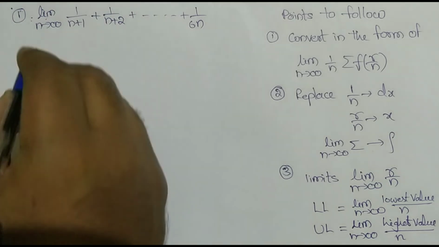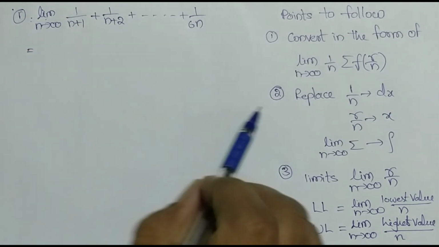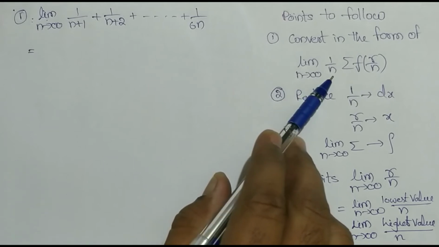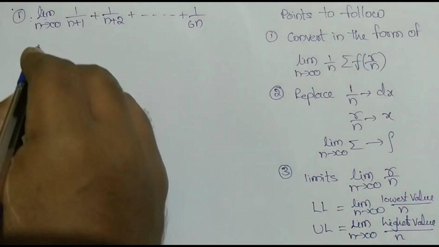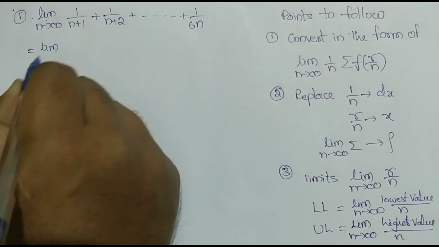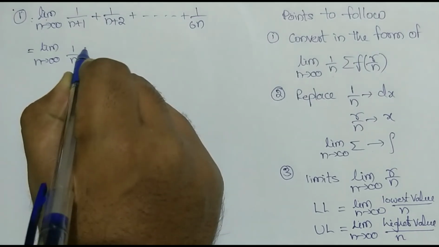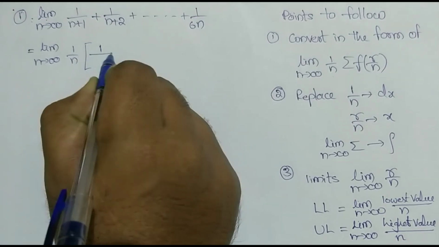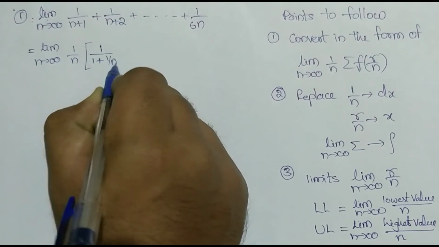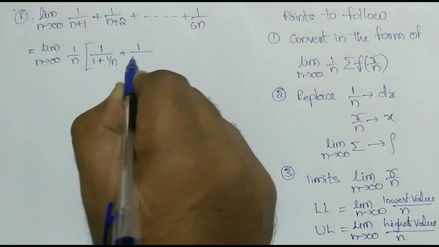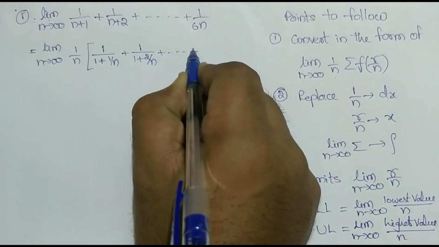Now here in this problem, what is the first point? Limit n tends to infinity, 1 by n. Here 1 by n is there. Take n outside from the denominator, you can take it common. You will get 1 upon n. Then it will be converted like 1 plus 1 upon n, 1 plus 2 by n, and so on.